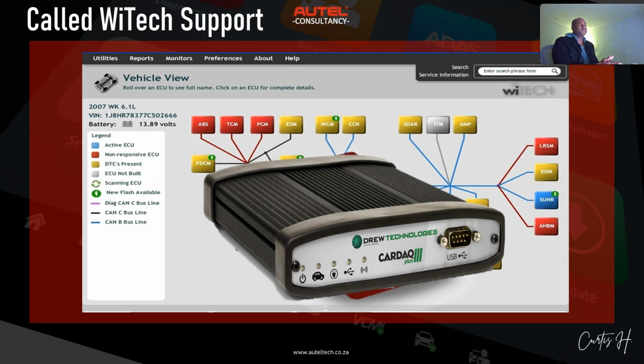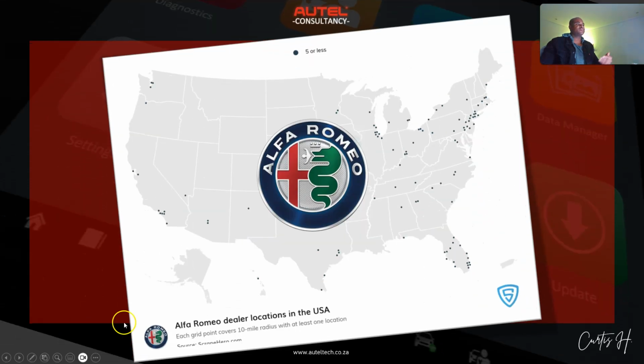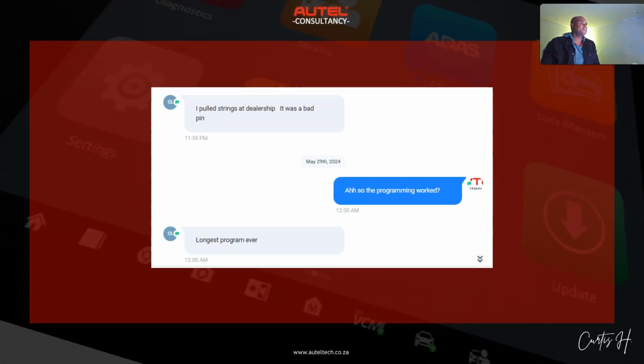I know Nissan validates one of their VCIs, the J2534s, but typically they're not validated. So what happened was the Tuesday came, and they let my client down. So he took the initiative to start calling different Alfa Romeo dealers and letting them know the situation, how dire and distressed he was. Later he followed up, and he told me that he pulled strings at a dealership and found out it was a bad PIN number that the dealership gave us.